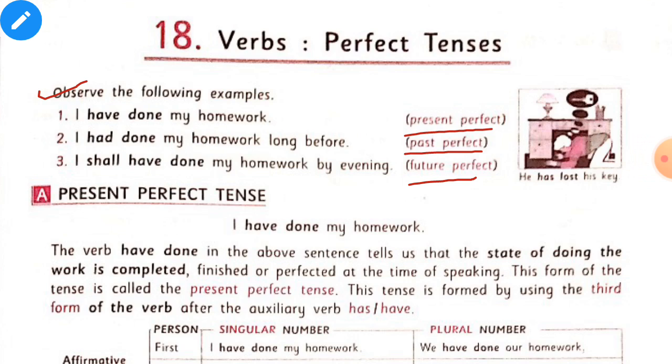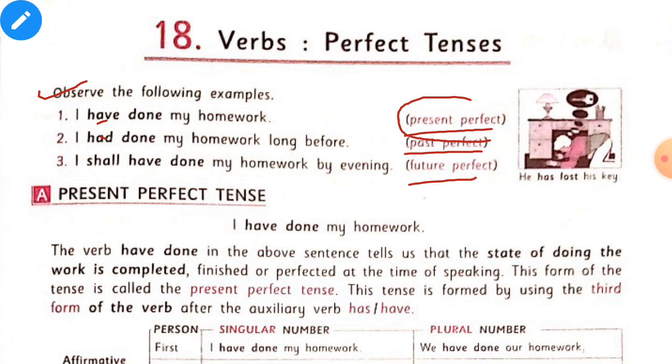First of all, observe the following examples. Children, the first example is I have done my homework. This sentence is in present perfect. The second one is I had done. In the present, have is used, and in the second sentence, had is used. This is in past perfect. I had done my homework long before.